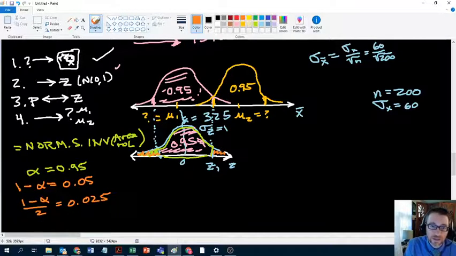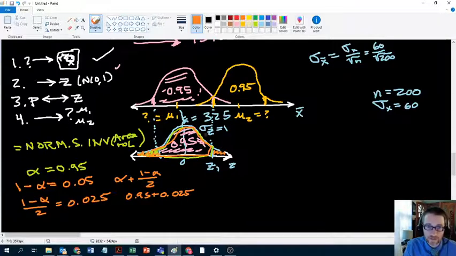And it turns out that the tail here that we want, the area to the left of z1, is going to be alpha plus 1 minus alpha over 2, or 0.95 plus 0.025. Right, that just gives us the middle 95% plus the area in this little tail at 2.5%. So again, visually and intuitively, hopefully that makes sense. We got the middle 95% and then the 5% out on the tails, but we only need half of that. So we take one away, it's 2.5%.